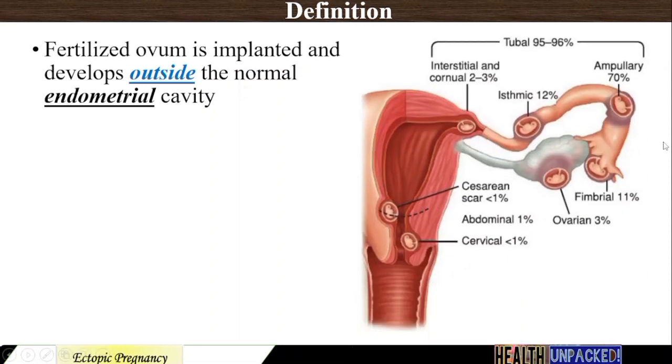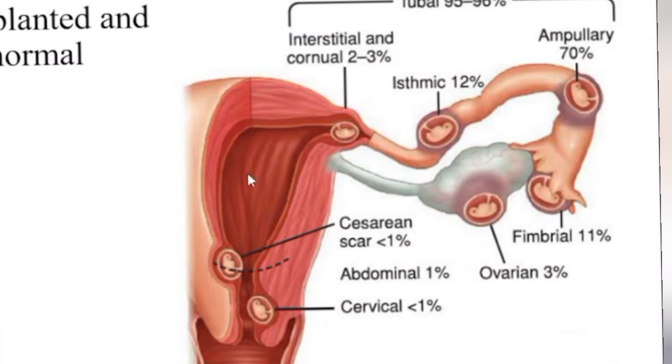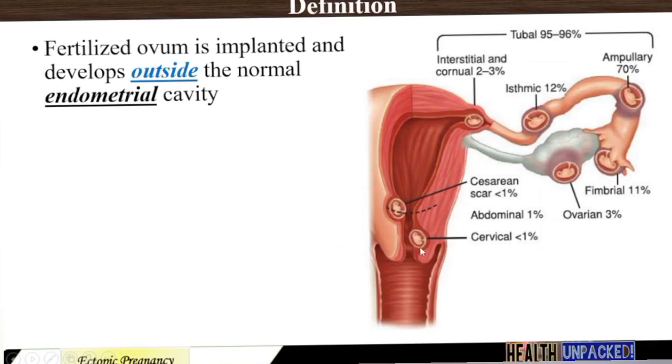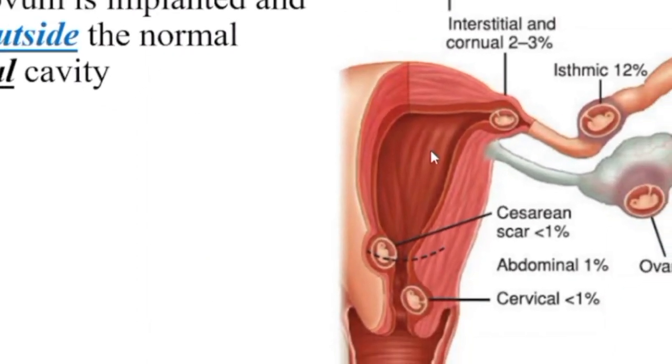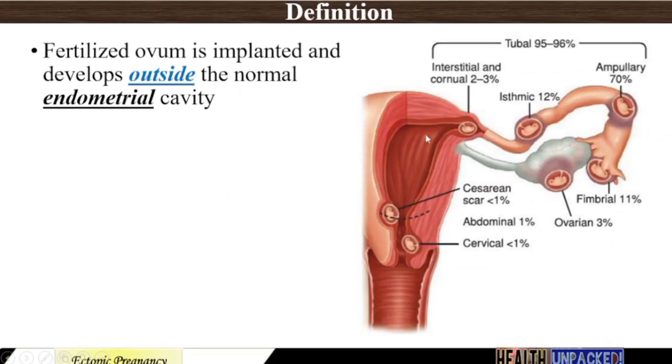As you see from the picture, this is the uterus, this one is the fallopian tube, and this one is the ovary. We have a vagina here, and this is the cervix. So the normal implantation site is this one, the uterus, the fundal part of the uterus. So if it is outside this, that's called ectopic pregnancy.